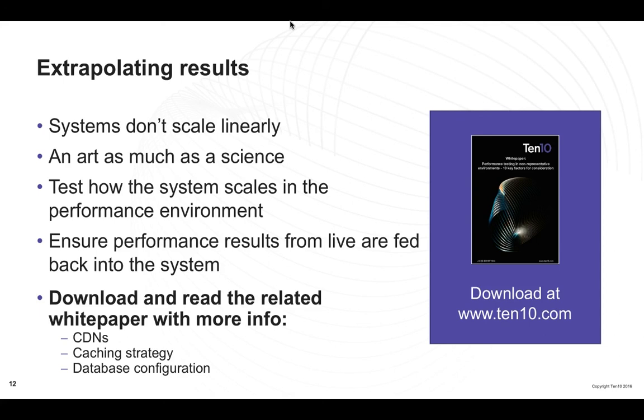Now this white paper goes into a lot more detail on what we're discussing today, but also covers a number of areas that we don't have time to cover. So things like CDNs, content delivery networks, where commonly deployed static assets aren't served by your system, but by a provider that has servers all over the world. So if a user connects from a different geography, they're downloading those static assets from a server which is close to them rather than from your data center.